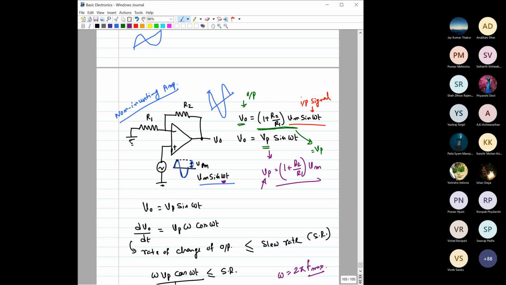Then what is the notion of f max? Means f is fixed, then what is maximum?